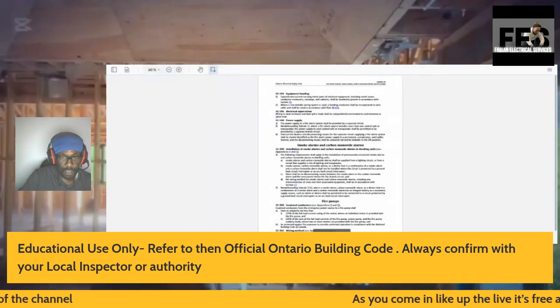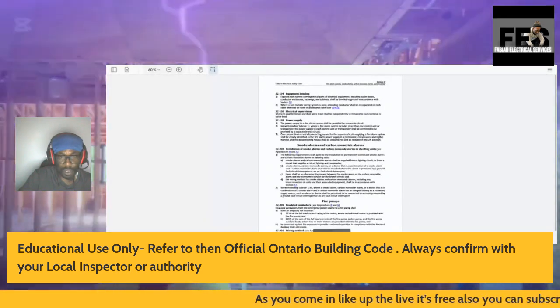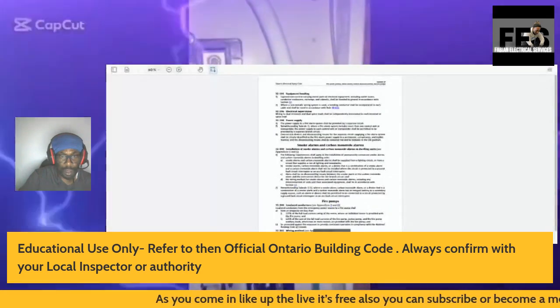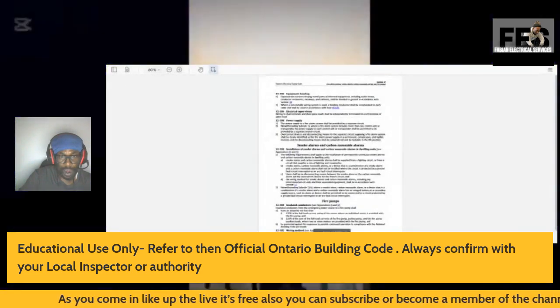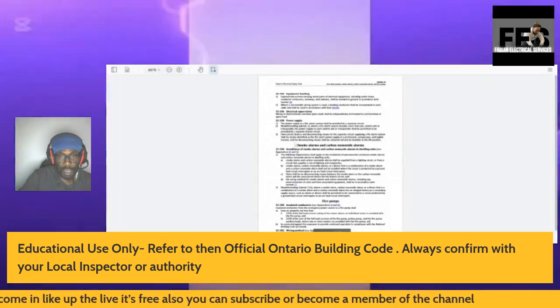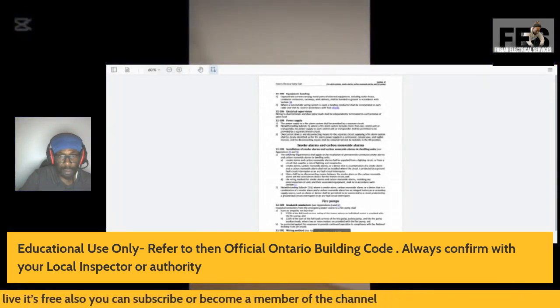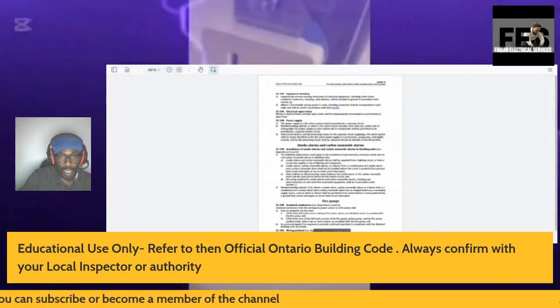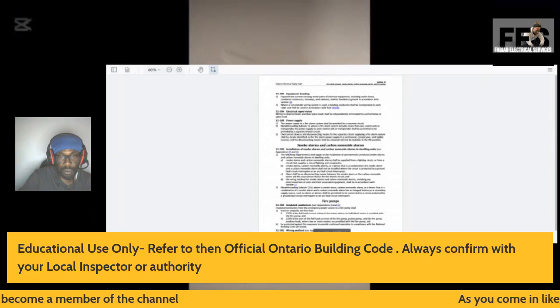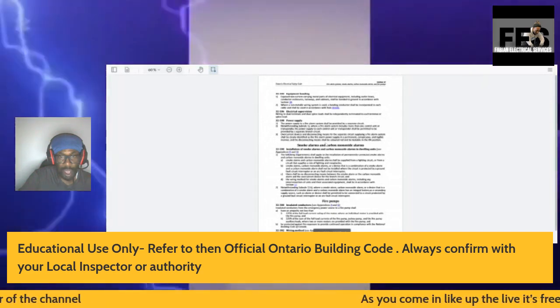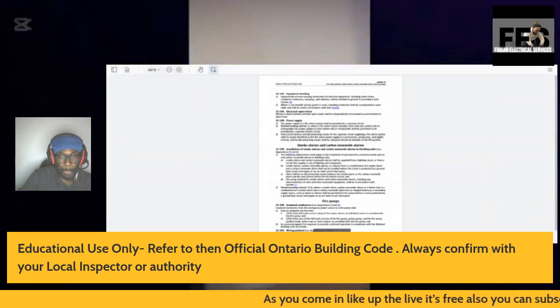The overcurrent device and disconnecting means for the separate circuit supplying a fire alarm system shall be clearly identified as the fire alarm power supply in a permanent, conspicuous and legible manner. And the disconnecting means shall be colored red and be lockable in the on position.